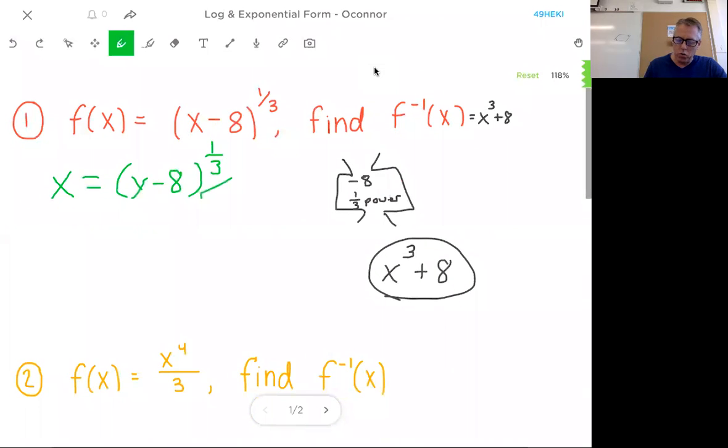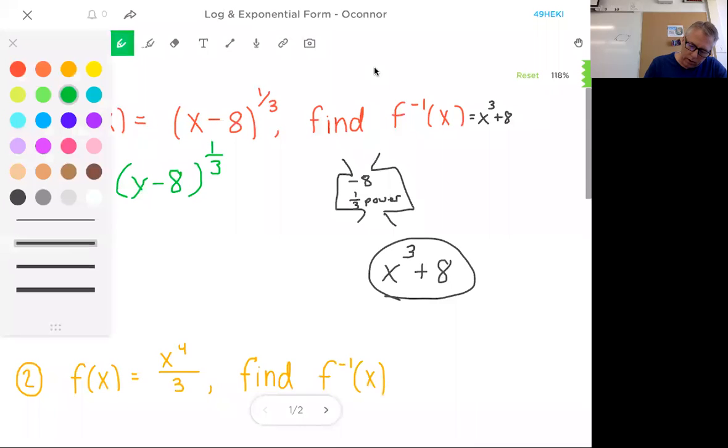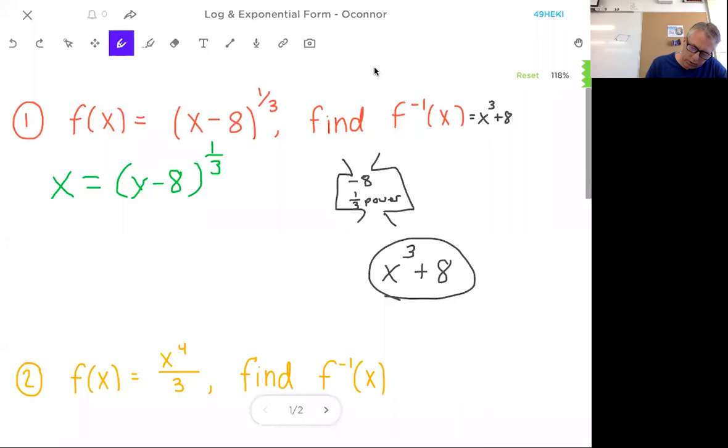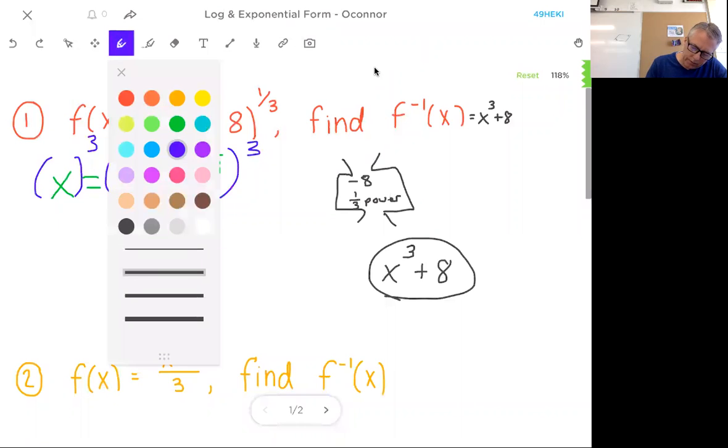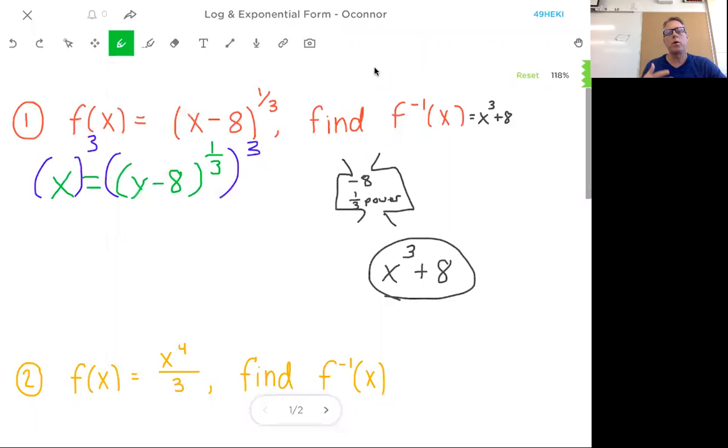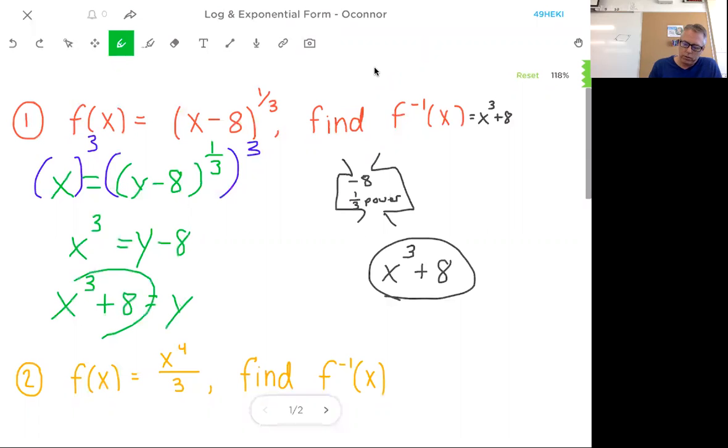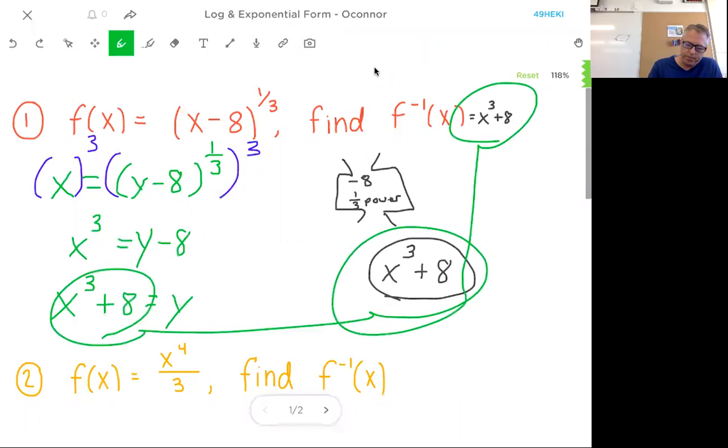How do I undo the 1/3 power? Well, I'm going to cube both sides. So I cube that and I cube that. Because remember, for exponents, you multiply 1/3 times 3. Those two cancel out, and I'm left with y minus 8 on the right side is equal to x to the 3rd. And I just move the 8 over, and we're done. Okay, same answer, same answer.